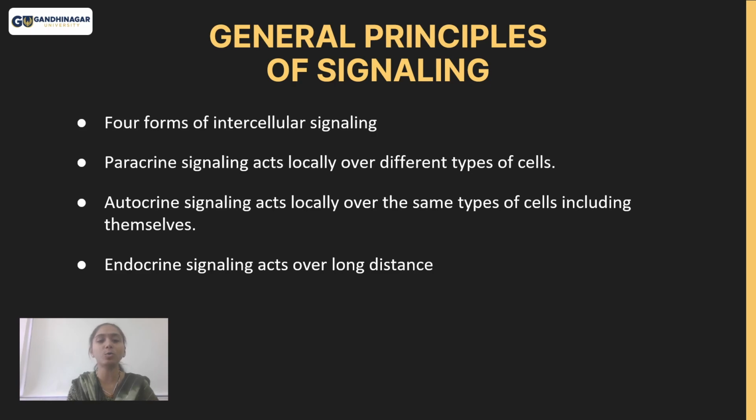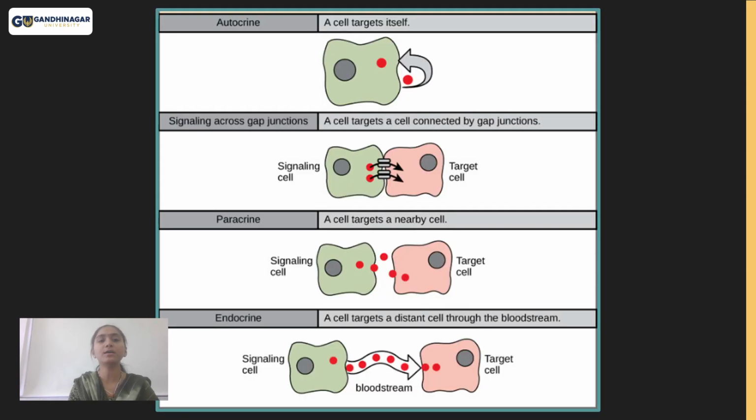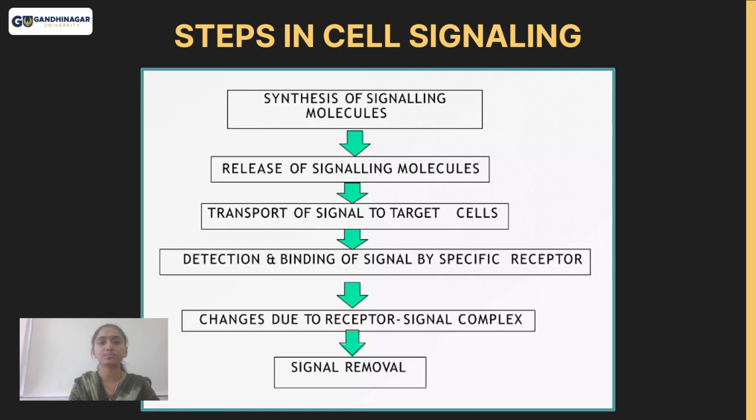Endocrine signaling acts over long distances. Here, the figure indicates the signaling transformations via autocrine, endocrine, paracrine, and signaling across gap junctions. In autocrine, the cell itself gives the signals. In signaling across gap junctions, a cell targets a specific cell connected by the gap junctions. In paracrine, it communicates with nearby cells, and in endocrine, with a distant cell through the bloodstream.